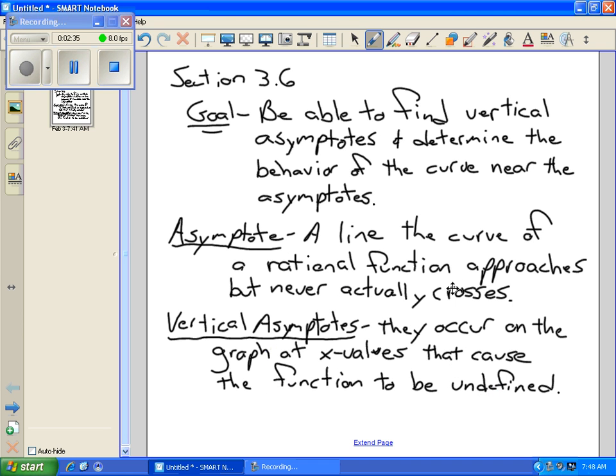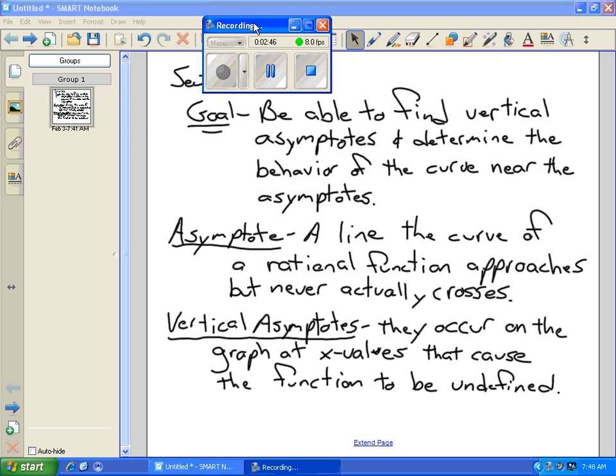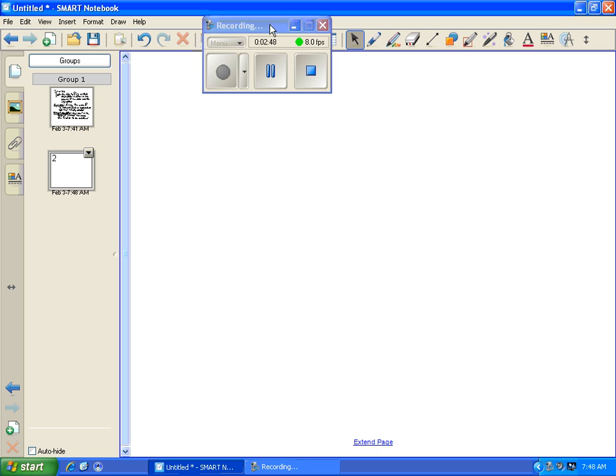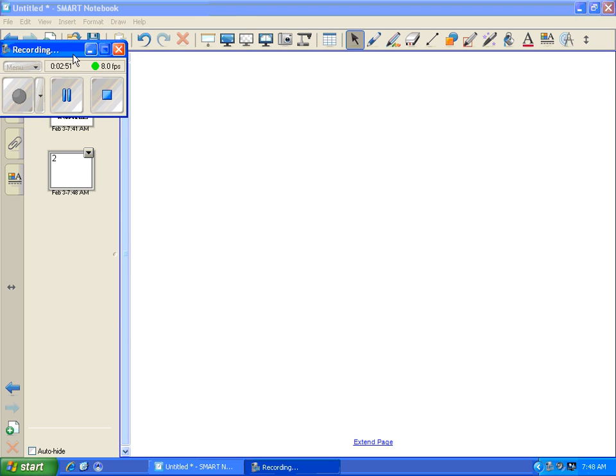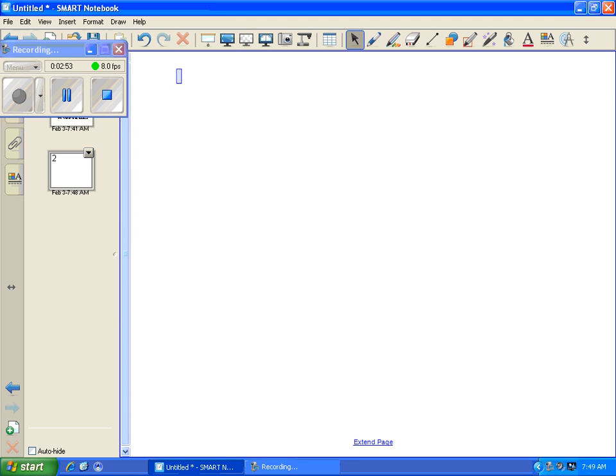Okay, and again, an asymptote is a line the curve of a rational function approaches but never actually crosses. So we're going to do a couple examples here so you can kind of see and also figure out how things work. We'll just do some simple examples.